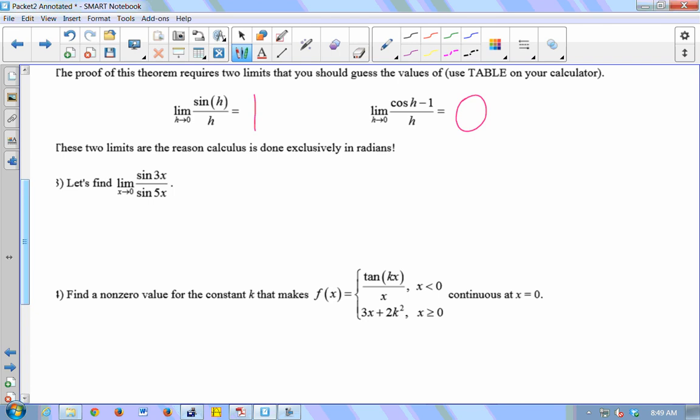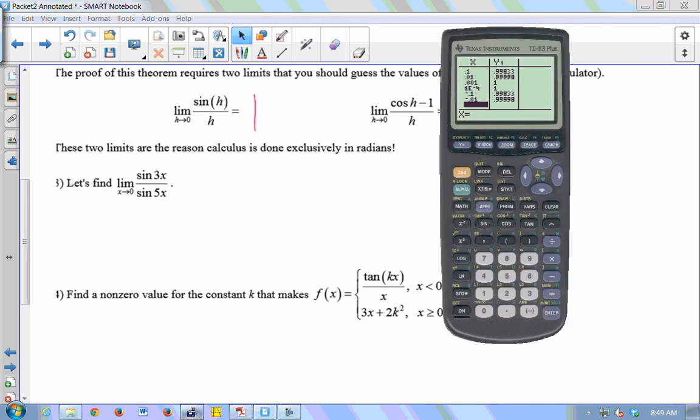0 over 0, right? Sine of 0 is 0, so you get 0 over 0, which means we have more work to do. Okay, so I could do it numerically, which is a perfectly valid approach. Let's do it numerically and see what we can expect. Then we'll do it algebraically and see if we can get what we get numerically.